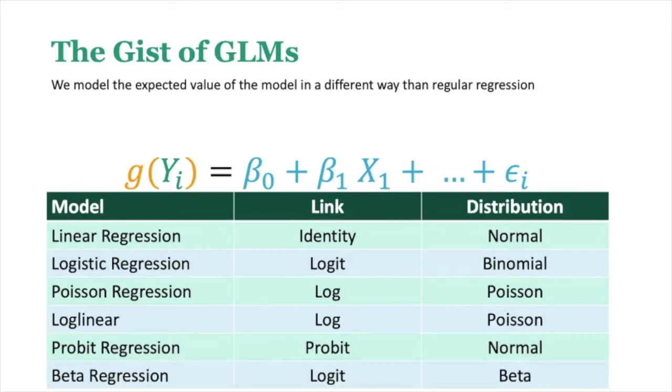Log linear is similar. Probit regression uses probit. Beta regression uses logit, just like logistic, but then it assumes a beta distribution. So all of these are just like linear regression, but they make certain changes to make these potentially problematic outcomes, the distributions that they have, into something useful for regression.